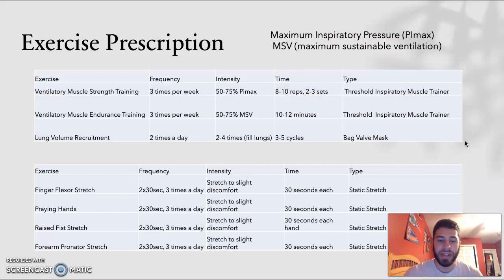For the hand and arm strengthening, we wanted to use a couple of stretches here: the finger flexor stretch, praying hands, raised fist stretch, and forearm pronator stretch. These are all static stretches that we're going to do 2 times for 30 seconds, 3 times a day. We're going to stretch to slight discomfort, holding for 30 seconds each time.